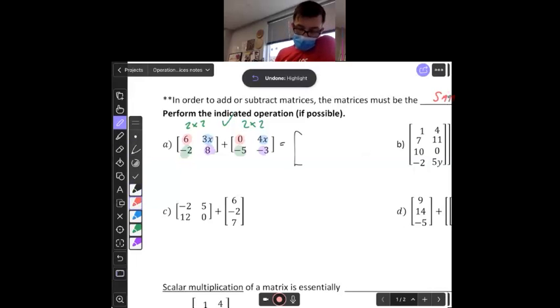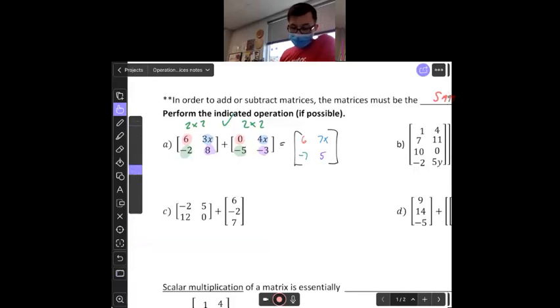So 6 plus 0 is 6. 3x plus 4x, 7x. -2 plus -5 is -7. And 8 plus -3 is 5. I just threw some variables in here so you guys can see that they don't change anything.